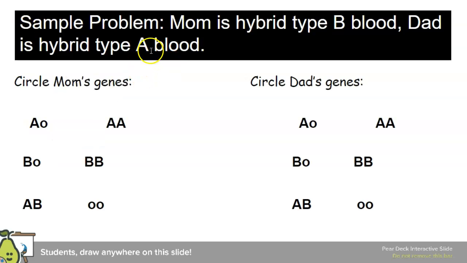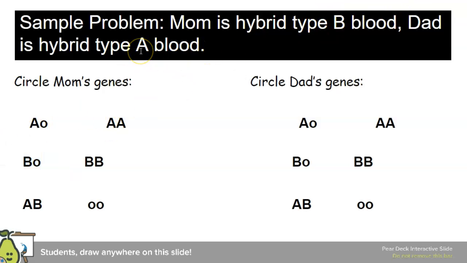So the next thing is we have to figure out what mom's genes are. So mom is hybrid. Remember hybrid? One of each letter. Well, remember there's no little b's, so we have to figure out what else mom is going to have. If she's got a B, she has to have a different letter. It has to be BO, and here's why. It can't be AB because otherwise it would say she has type AB blood. So it has to be BO.